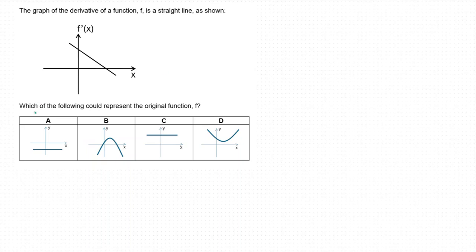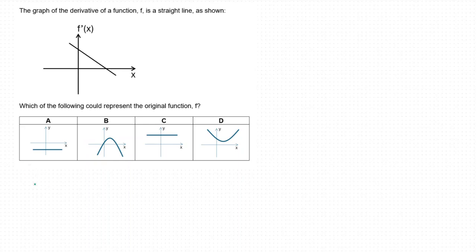So we can see that two of the options are horizontal straight lines, so they represent constant functions, and then the other two options are different kinds of parabola. So what is the correct answer in this case? So we're ending up with a straight line. In other words, what do you have to differentiate to end up with a straight line?